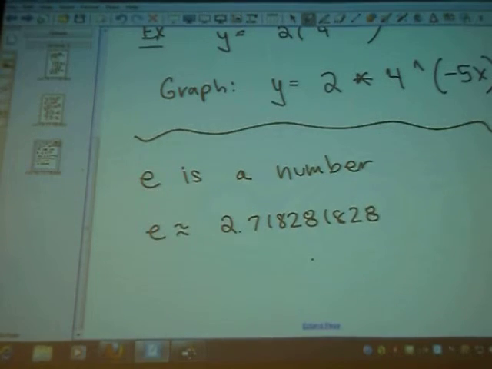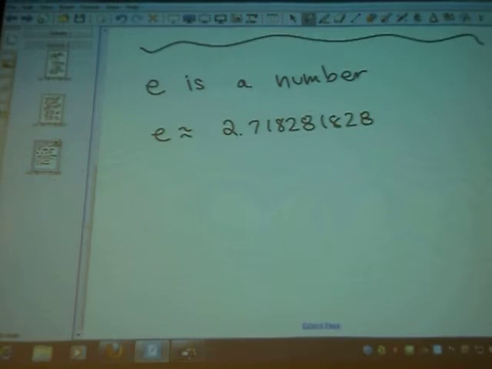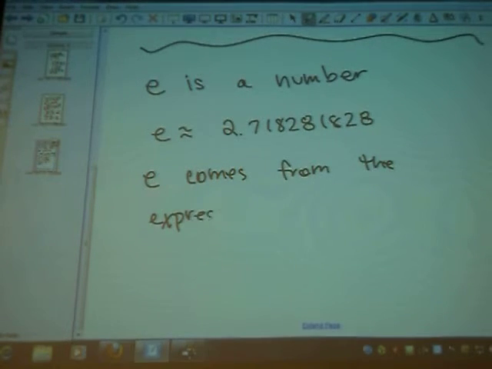Now, where does this number come from? These constants, if you have a fixed constant, it has to come from somewhere. Like pi comes from the ratio of the circumference of a circle to its diameter. E comes from the expression (1 plus 1 over n) to the nth power.